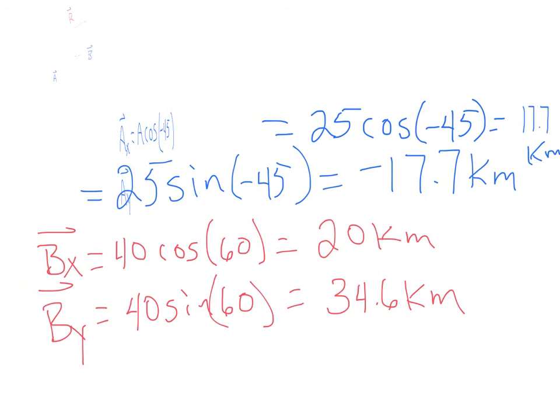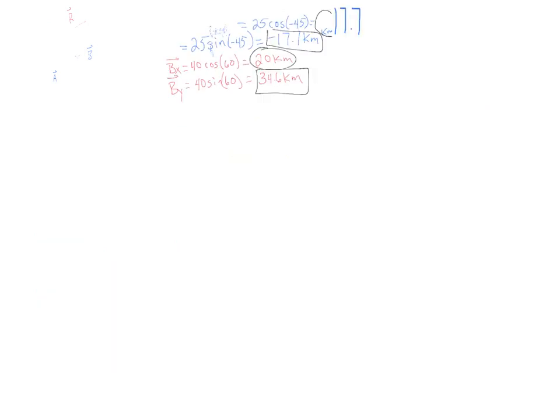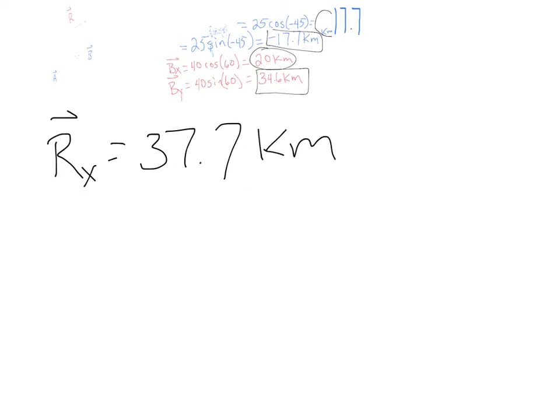So we want to add these vectors together. So let's take the x components, add those together, and then take the y components and add those together. So when we add these two together, we get our x component of our resultant to be 37.7 kilometers, because that's 20 plus 17.7, and our y component to be 16.9 kilometers.